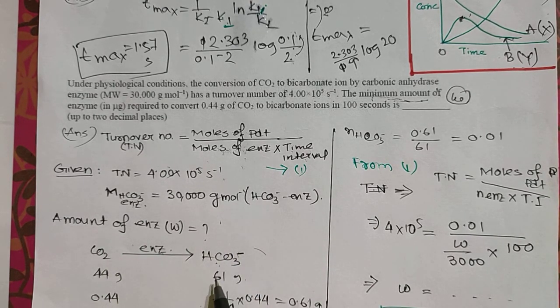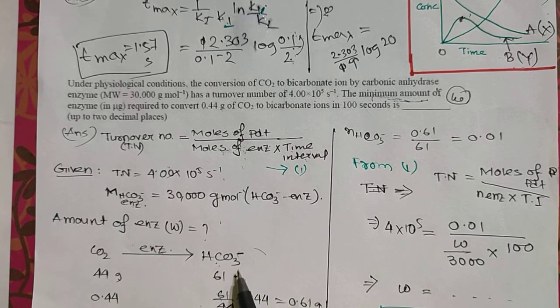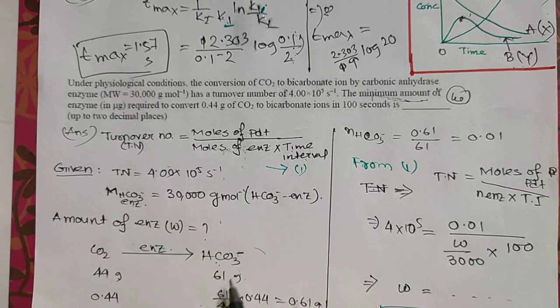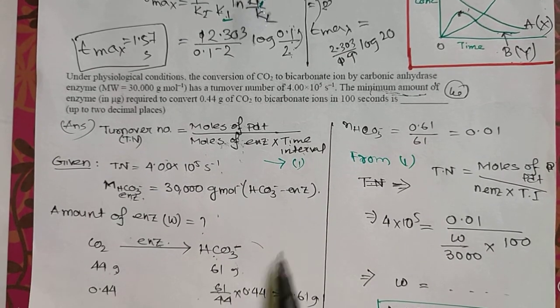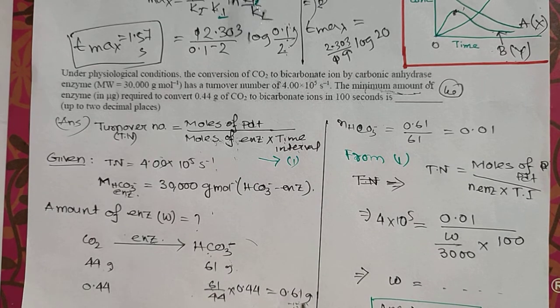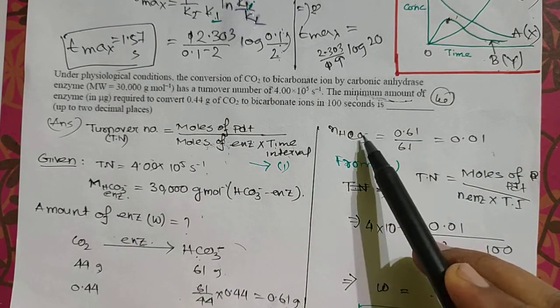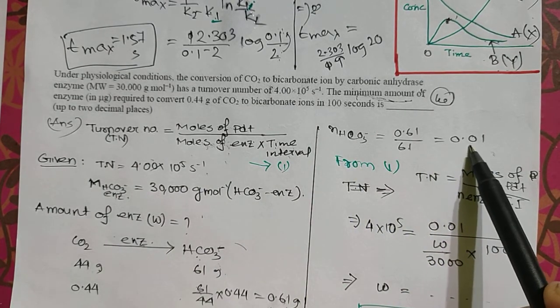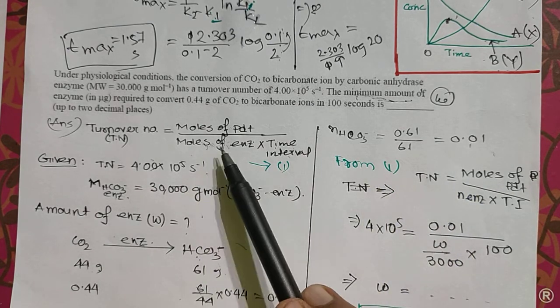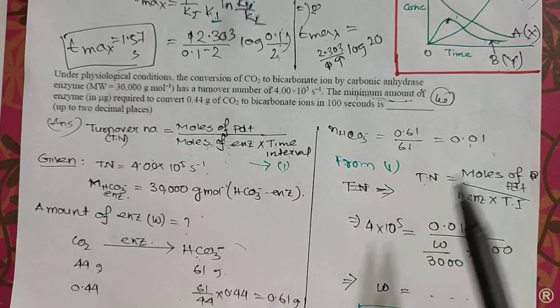In this case we have to first calculate how many moles of product, that means HCO3, are formed. As we know, 44 gram means 1 mole, and 1 mole of HCO3 minus is 61 grams. So just calculating this, from 1 mole of CO2 we can get this one. So 0.44 gram will give this amount, and this amount divided by the molecular weight. So moles of product will be 0.01. Okay, and from equation 1, we know this equation I have written here.